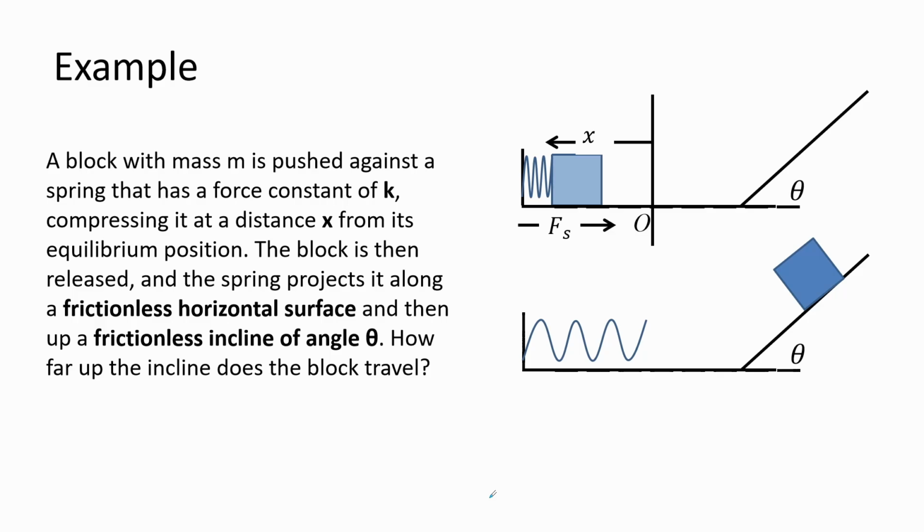Here we have a block with mass m that is pushed against a spring with a force constant of k, compressing it a distance x from its equilibrium position. The block is then released, and the spring projects it along a frictionless horizontal surface and then up a frictionless incline of angle phi. How far up the incline does the block travel?